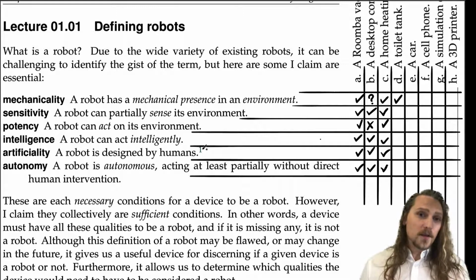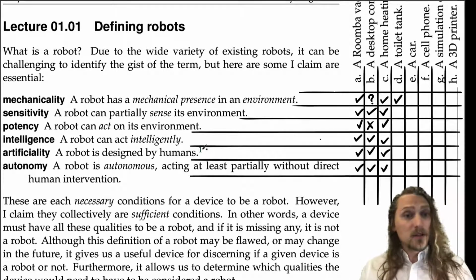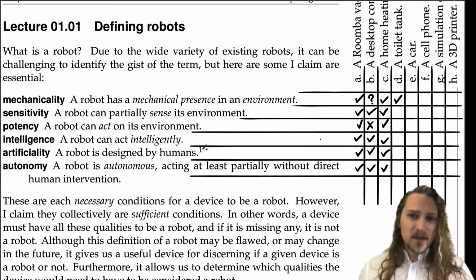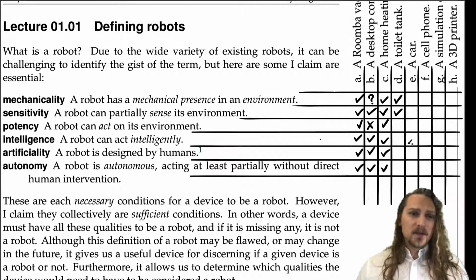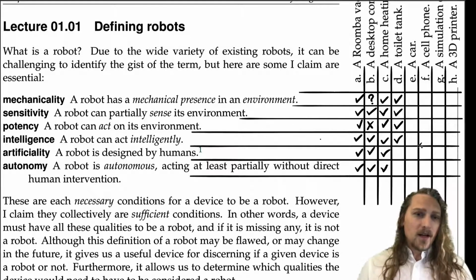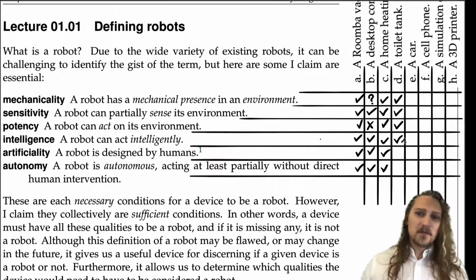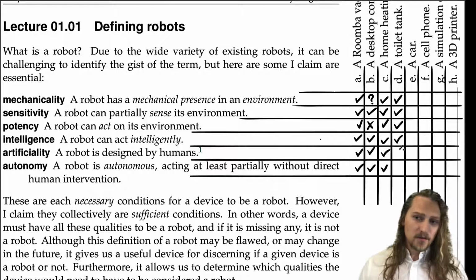It doesn't overflow the toilet. The tank of the toilet, it shuts off before it does that. So there is some sensitivity there. I have to say there's some sensitivity. Potency: it can act on its environment. It certainly brings water in and relieves itself of water. Can it act intelligently? I gotta say, the float valve is the sensor, so that's the sensitivity. The intelligence, I would say, is minimal. Another sort of baby check mark.